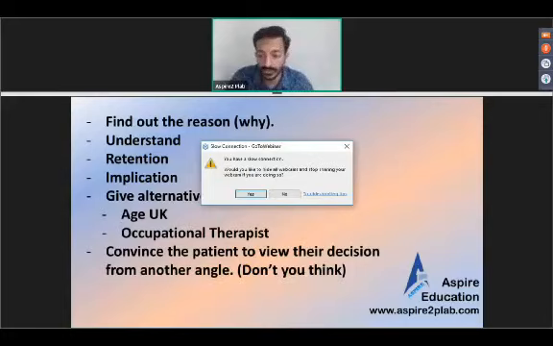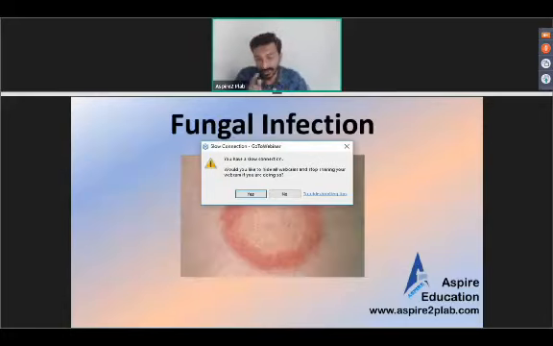Yeah, let's go for another one, the new one. Fungal infection. And see this picture carefully, because it's almost the same picture they showed in the exam as well. Something like this. So let's read the question. Very easy station.